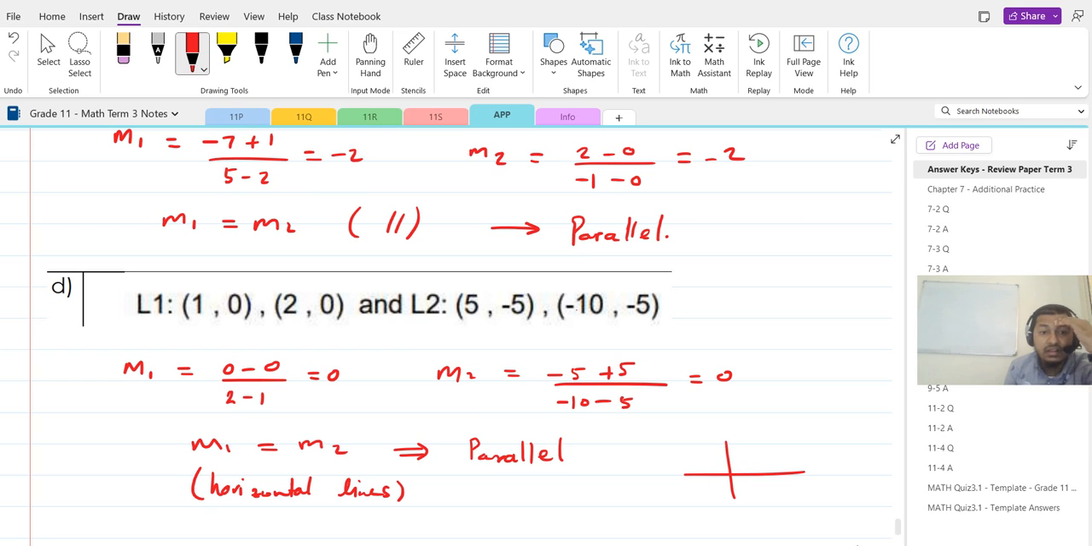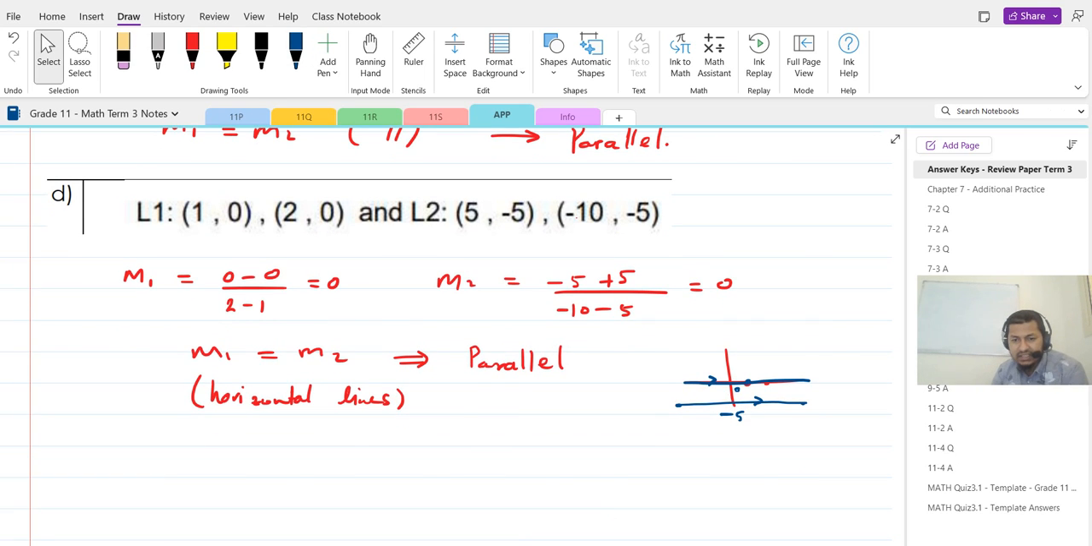See, the first line is 1, 0 and 2, 0. Where's 1, 0 and 2, 0? 1, 0 and 2, 0. So it's basically the x-axis. Line L1 is basically on the x-axis. There's 1 and 2. And the second line is 5 and minus 5. X value 5, y value minus 5 is somewhere around here. And negative 10, so it's another horizontal line there, as you see, because it has the same y value, right? So these lines are parallel.